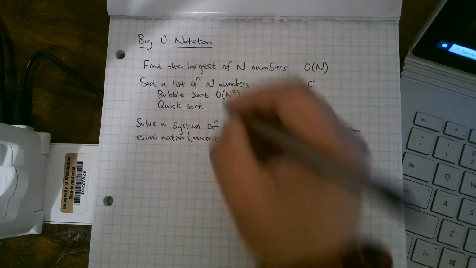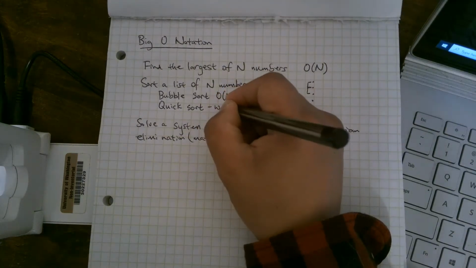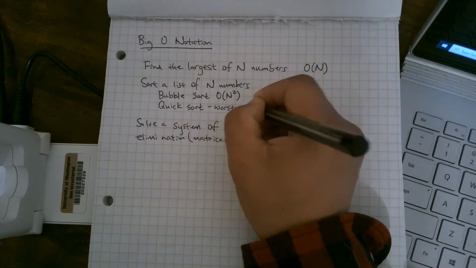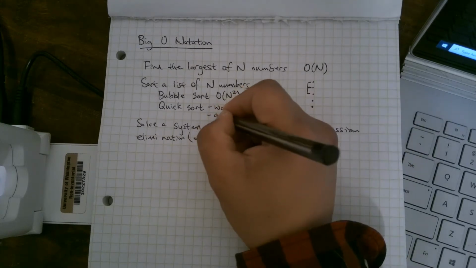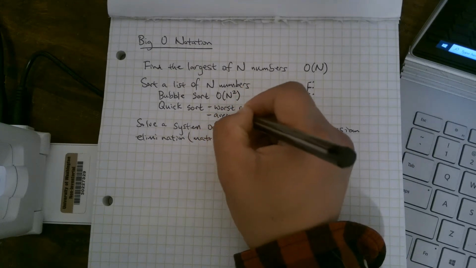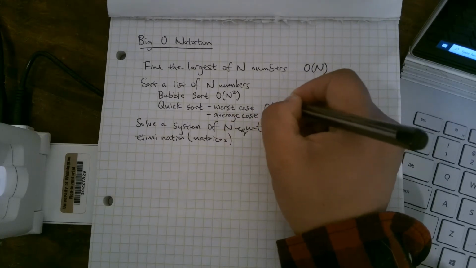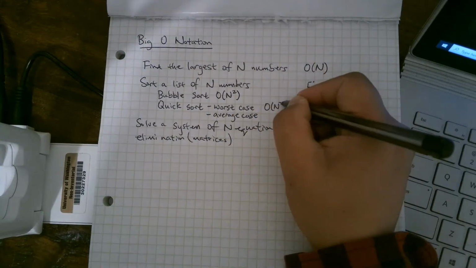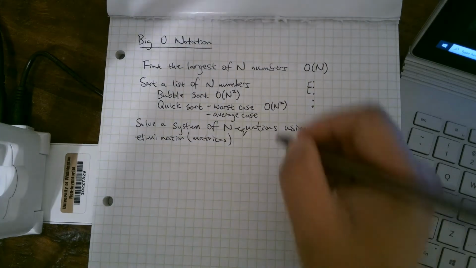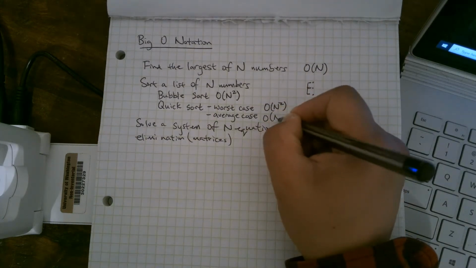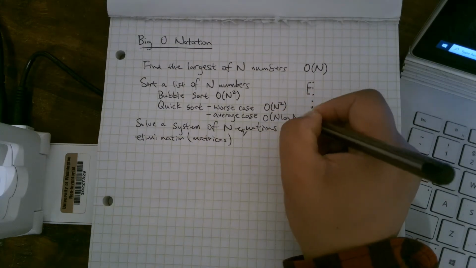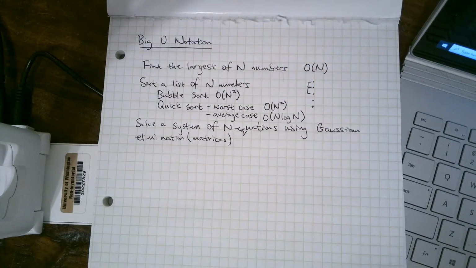That's still, so programmers talk about worst case and average case. Worst case, it's just as bad as bubble sort, O of n squared. But on average, it's a lot faster. This is O of n log n. Log n is way better than n. Okay, so quicksort is great.